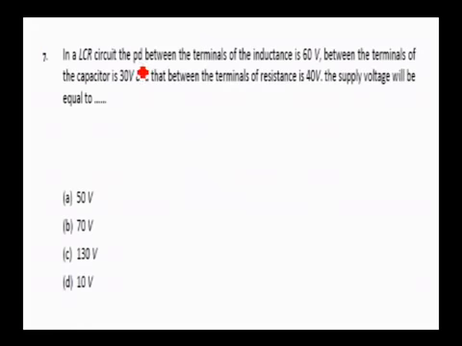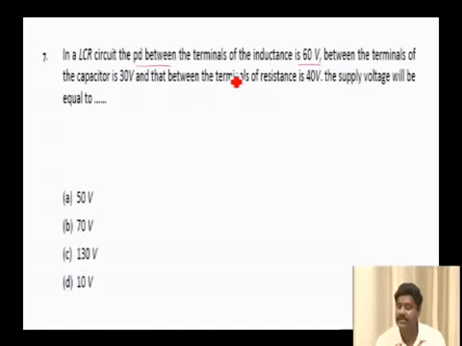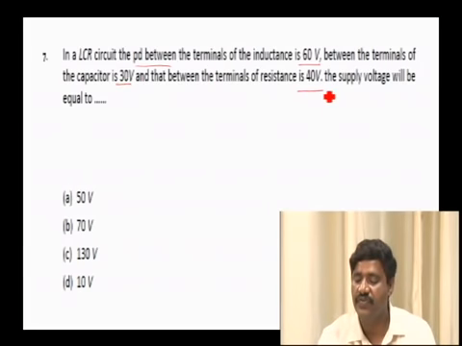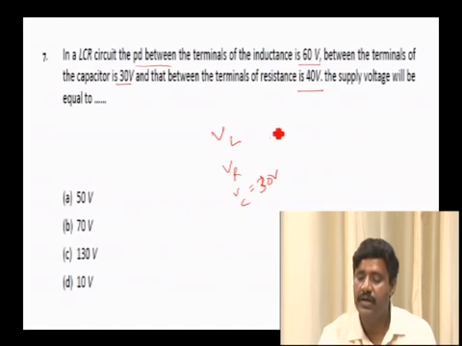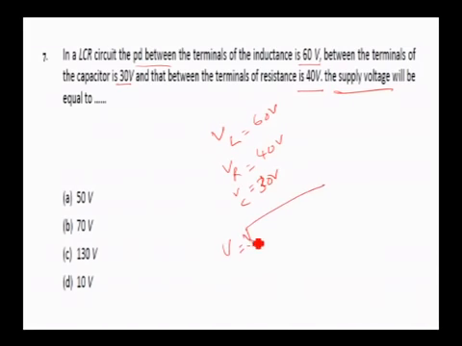In an LCR circuit, the potential differences across the inductance, capacitor and resistance are VL, VC and VR. They have given VL as 60 volt, across the capacitor they have given 30, and across the resistance this one is 40. The question is the supply voltage. As I said, it is not the algebraic sum. This is equal to √(VR² + (VL − VC)²).